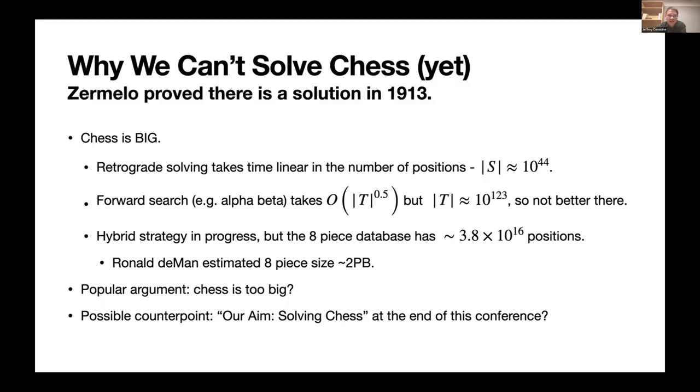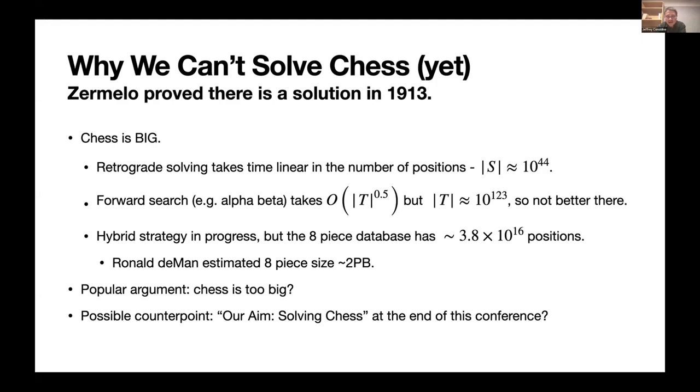In practice, we've actually been using hybrid strategies where we solve some of the endgame with retrograde analysis, and then we search forward. But we're already at a point where the next 8-piece database for chess is really large. It's more than 10 to the 16 positions. And Ronald Demand, who built the 7-piece database, estimated the next size around 2 petabytes. Yeah, kind of big. So it's popular to say we can't solve chess because there are just too many positions. We could spend a nanosecond on each one and we wouldn't have enough time.